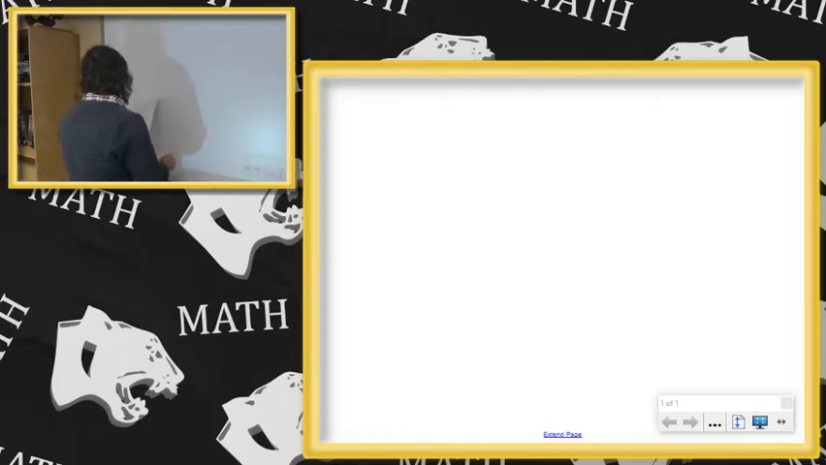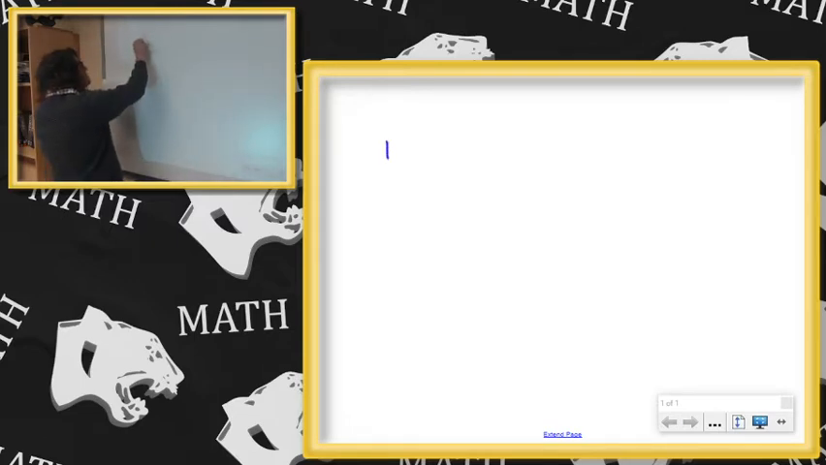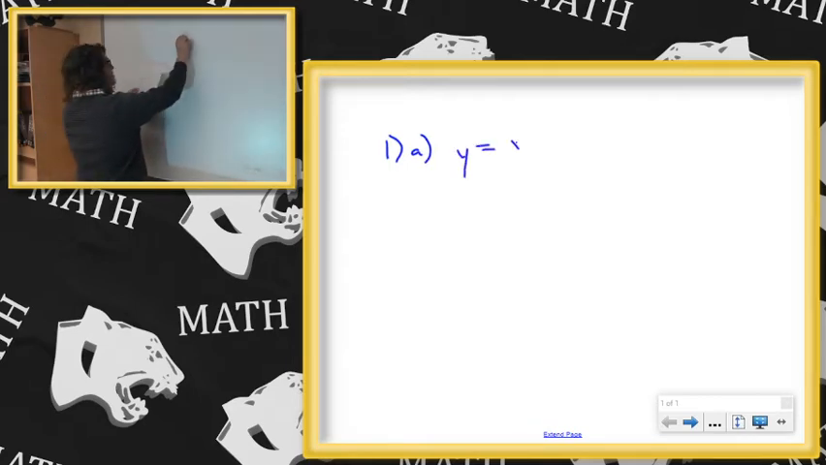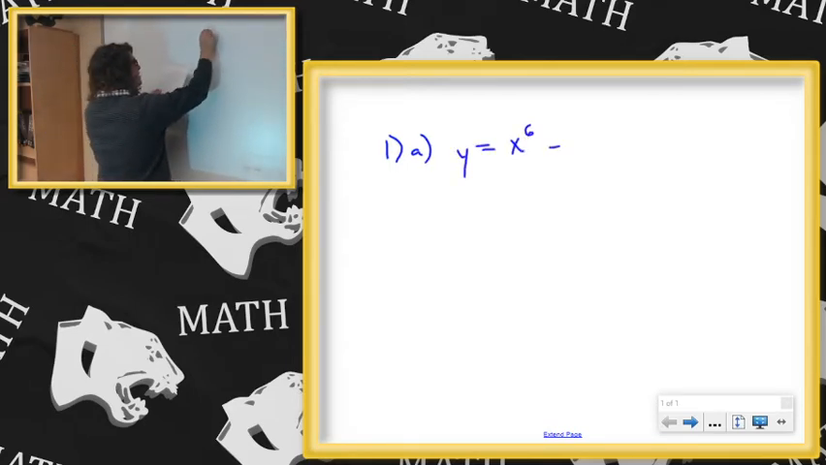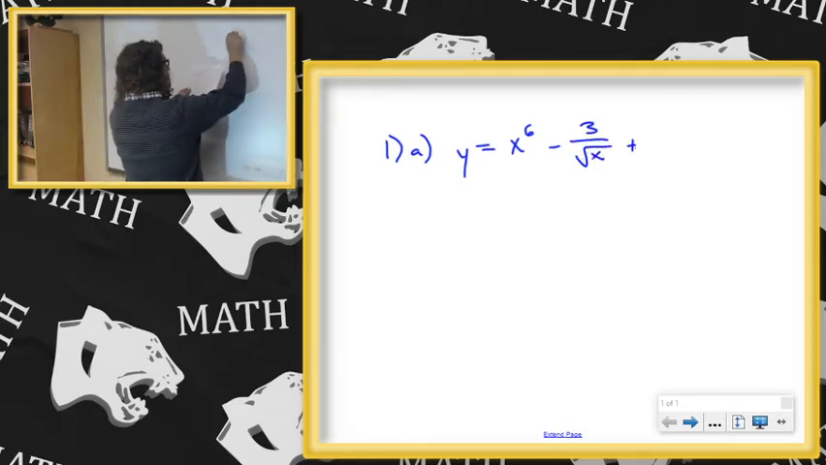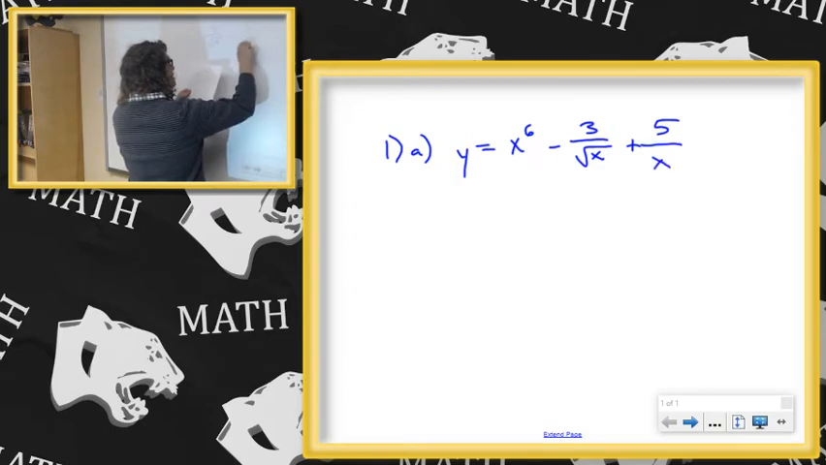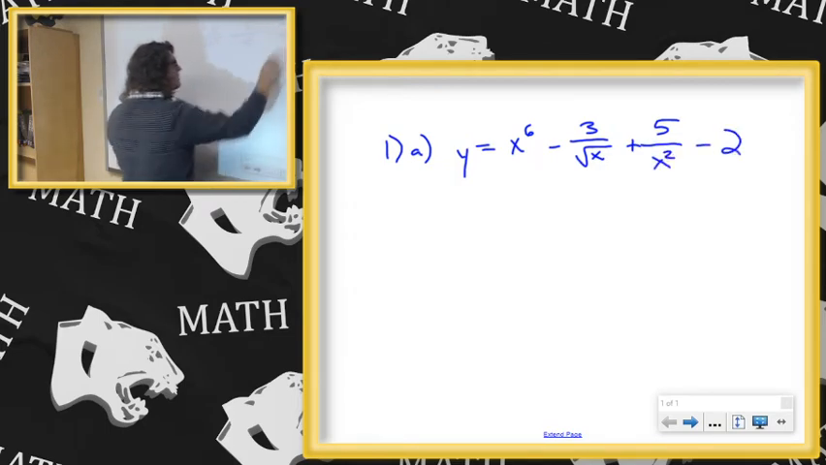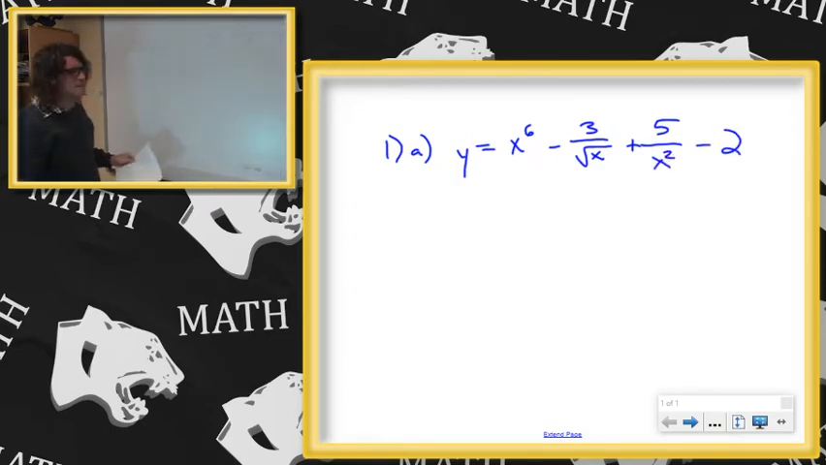So for the first one here, the way that it's set up, it says use the rules of differentiation to complete the derivatives of the following functions. Do not simplify the answers. So in A, we're told that y is equal to x to the 6th minus 3 over the square root of x plus 5 over x squared minus 2. So it's a pretty easy to deal with function.